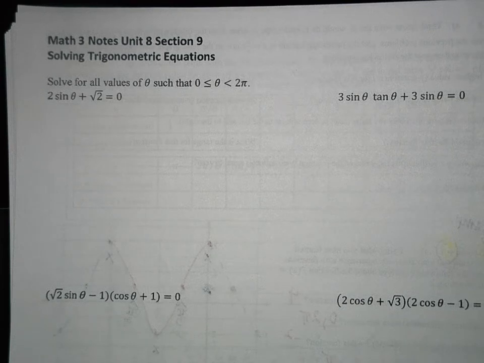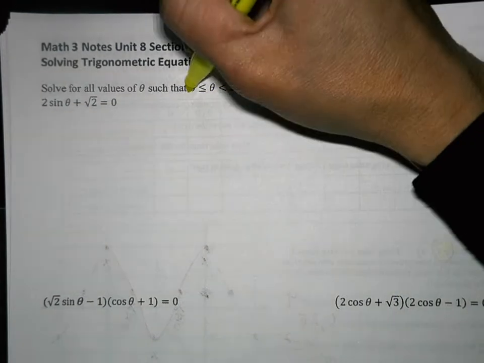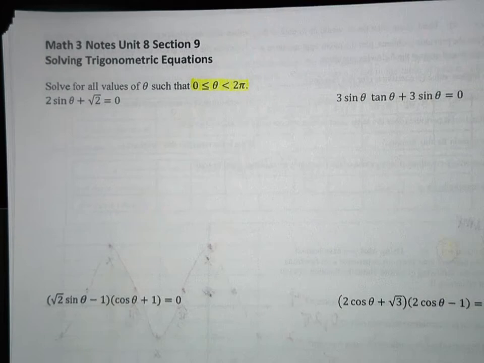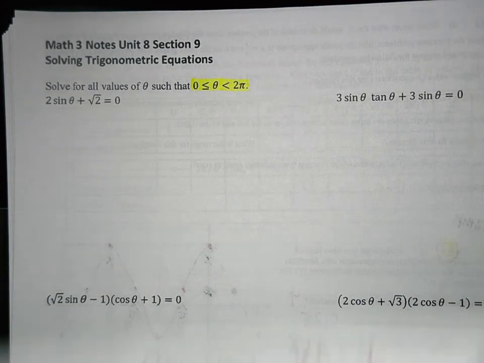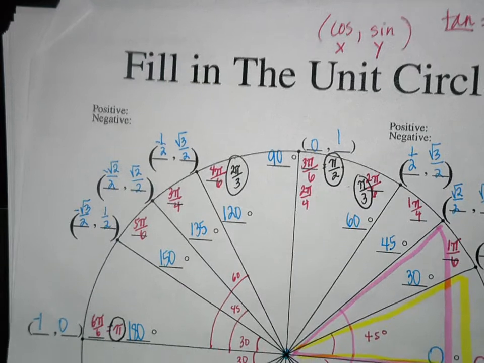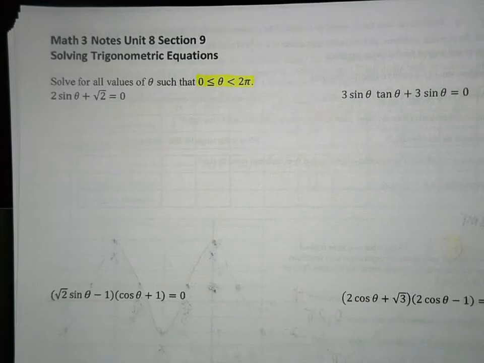Math 3, Unit 8, Section 9. So today we are going to be solving these trig equations, but instead of solving them and finding the degrees, which we did previously in the unit, we are going to solve them and find the answer in radians. Having your unit circle will be helpful in your answer, so please have this out as well.